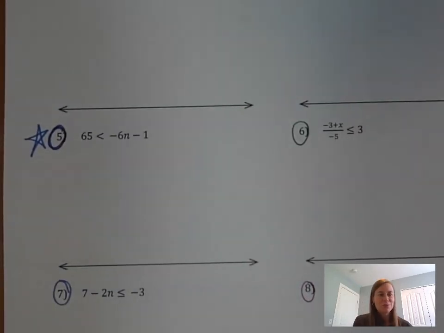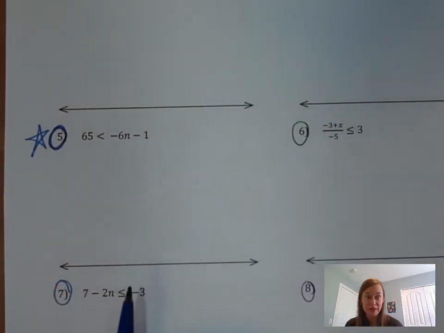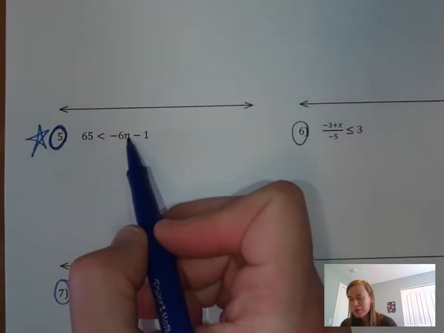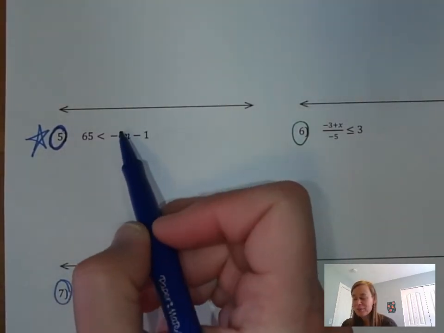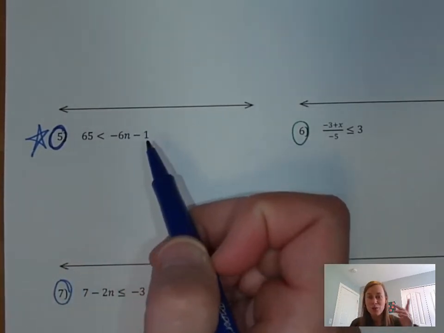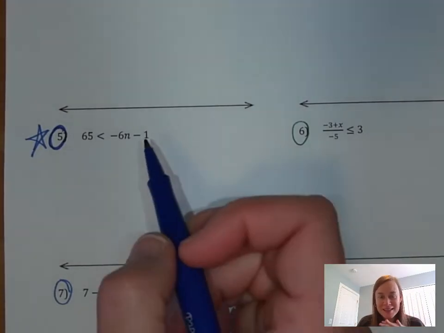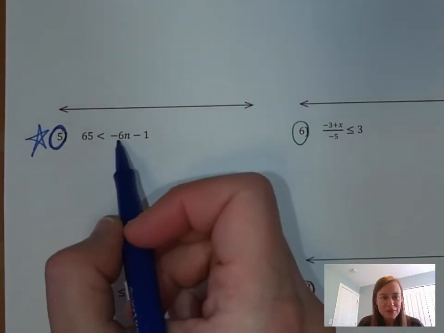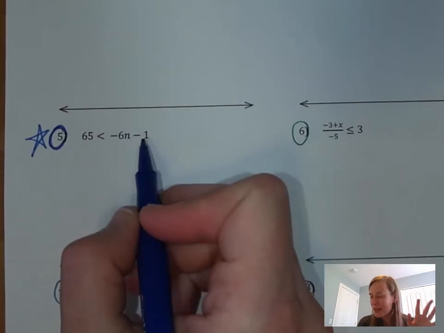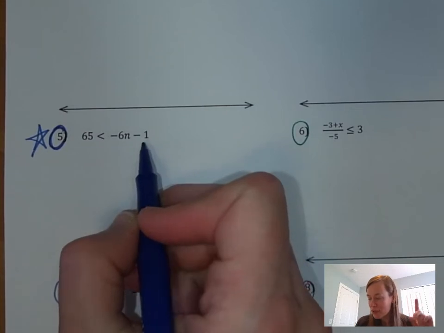Looks like I need to switch to blue here. So we've got 65 is less than negative 6n minus 1. Okay, so we've got the variable here that needs to be isolated. So that means we have to get rid of the negative 6 and we have to get rid of the 1. Which one should we get rid of first? Get rid of the one that is not attached to the n. So leave the negative 6 alone for a while. Let's get rid of this guy first. So right now it's a negative 1. To get rid of it, let's do plus 1.